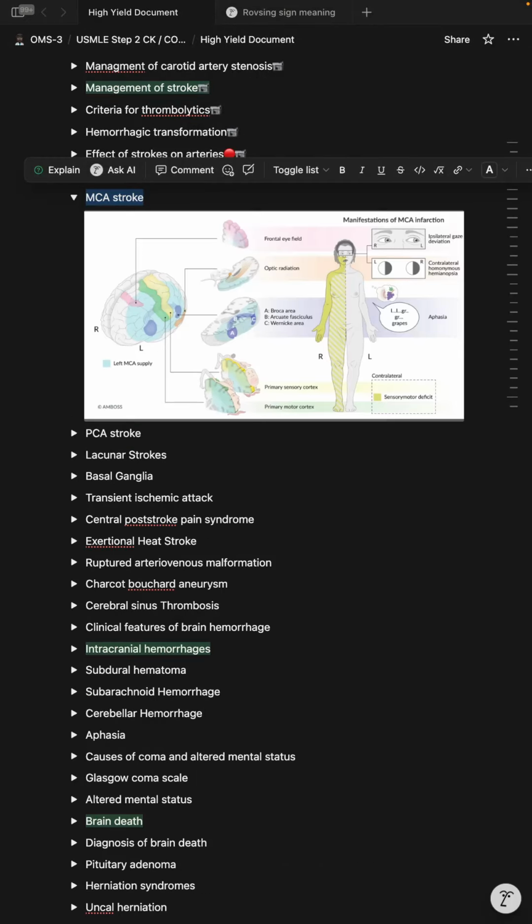This image shows the manifestations of a middle cerebral artery infarction. The MCA supplies the lateral frontal, parietal, and temporal lobes, including the lateral motor and sensory cortices, the frontal eye field, optic radiations, and the dominant hemisphere language areas. Because the MCA territory controls the face and upper limb on the motor and sensory homunculus, an MCA stroke causes contralateral face and arm weakness and sensory loss more than the leg.